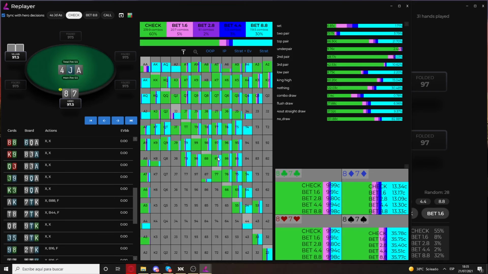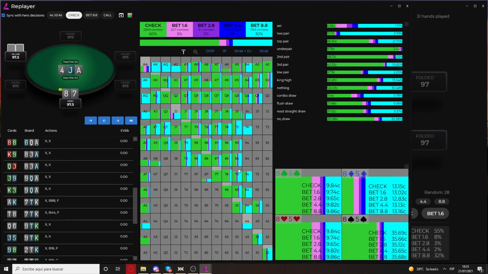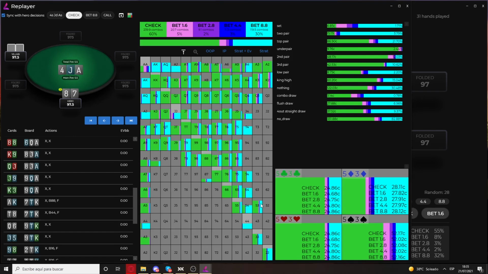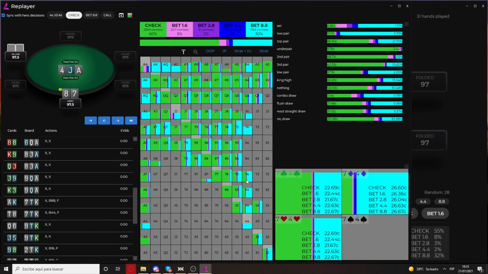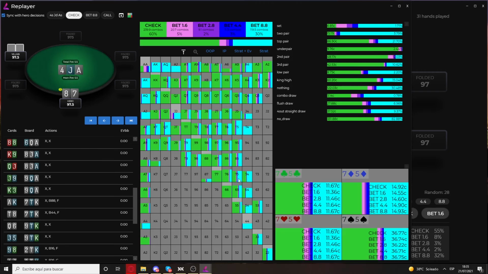So we would rather have... 5-3, of course, is a gut shot. So there's not much pure garbage on this board. Most of the random garbage does have some type of backdoor straight draw.